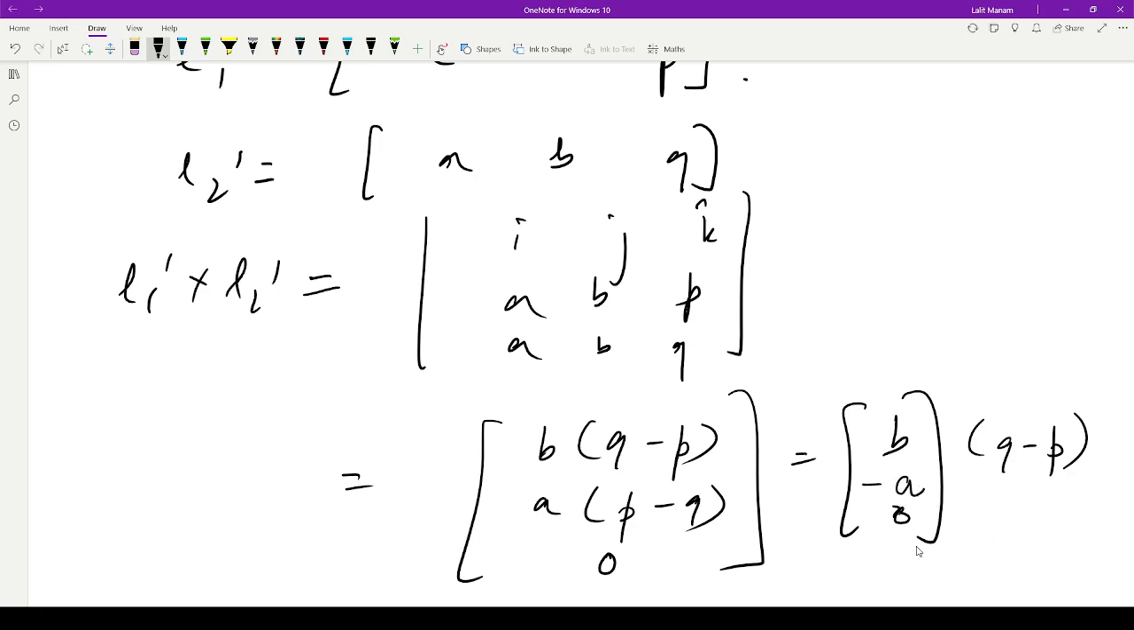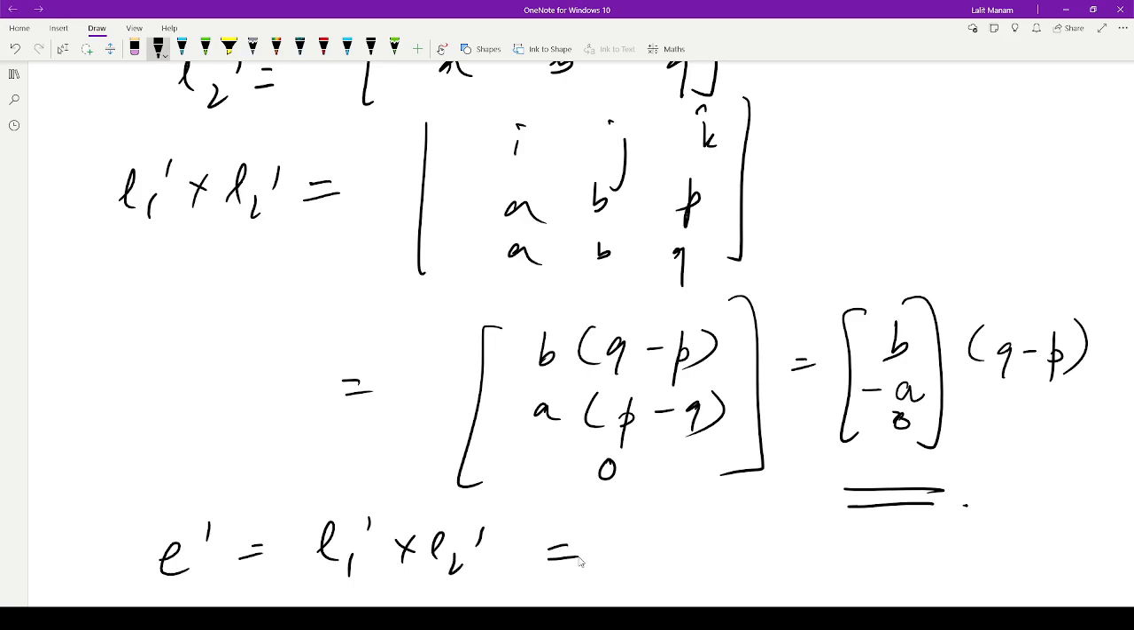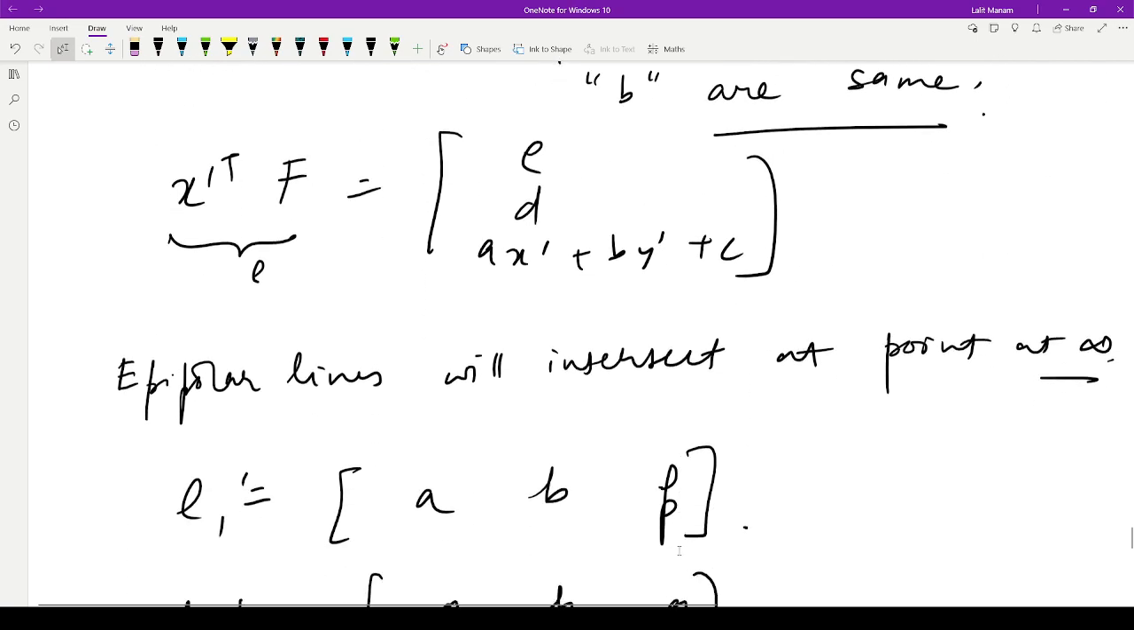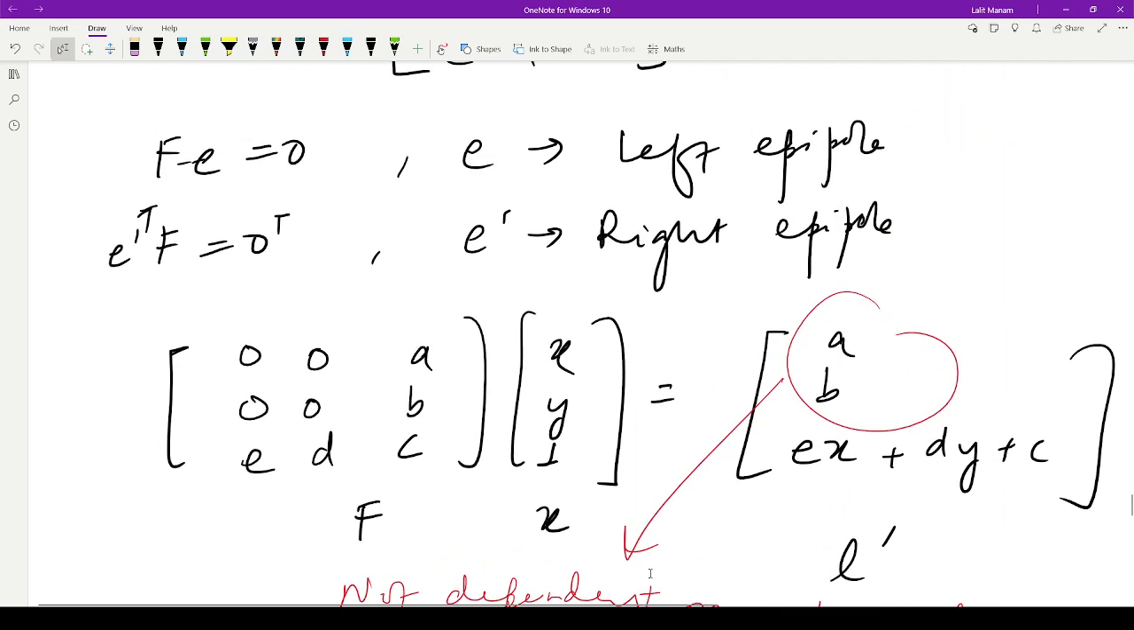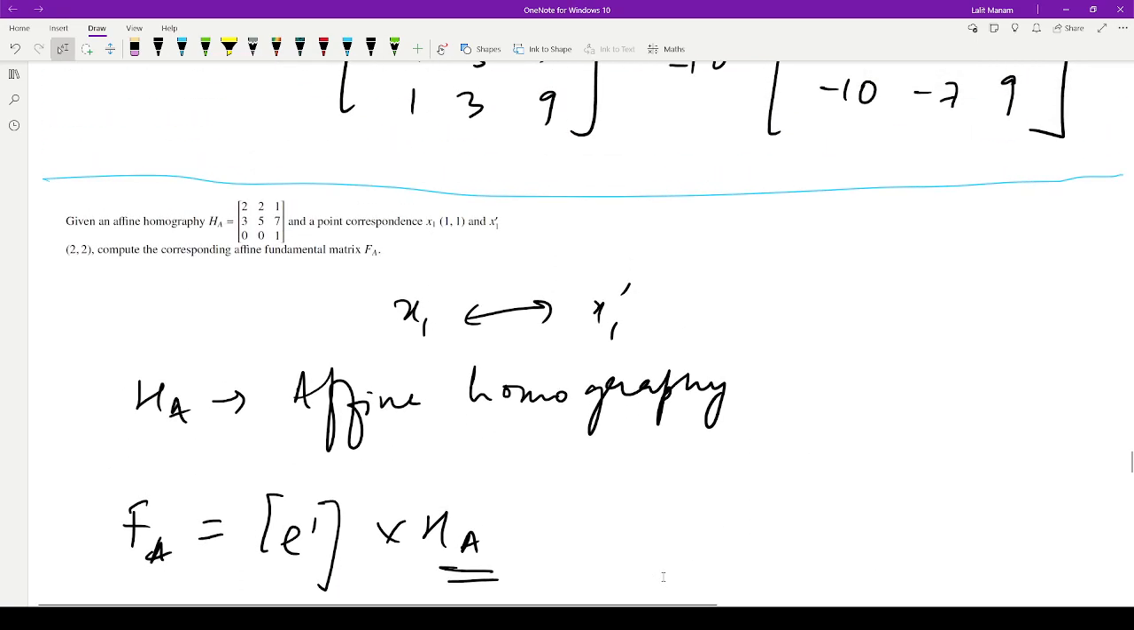Okay, so this is the intersection point, and we know that scaling doesn't matter since we are in projective space. So we take this as our intersection point. And what do we want? E prime is L1 prime cross L2 prime, right? Which is nothing but B minus A 0. So our epipoles also lie at infinity. Is it clear? Yes, sir. So for homographic transformation, our epipoles will lie at infinity. Our epipolar lines will be parallel. These are the properties that were discussed in the class.